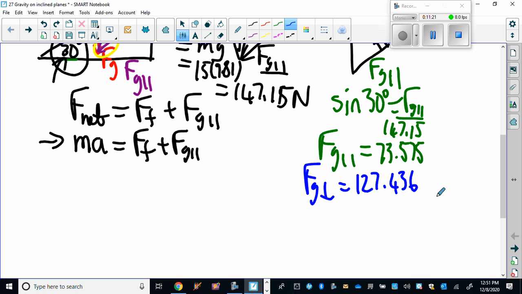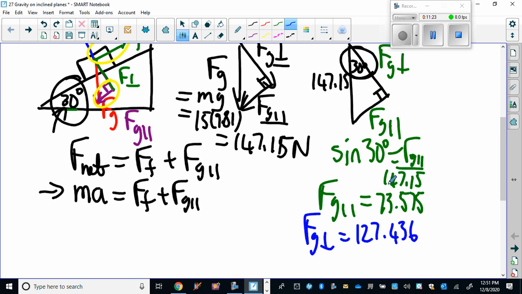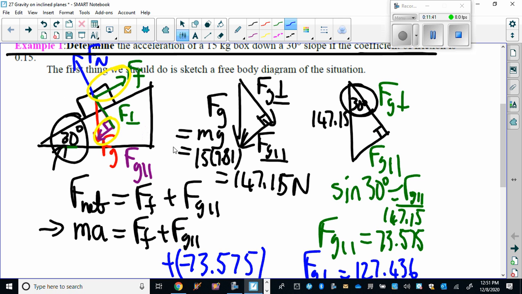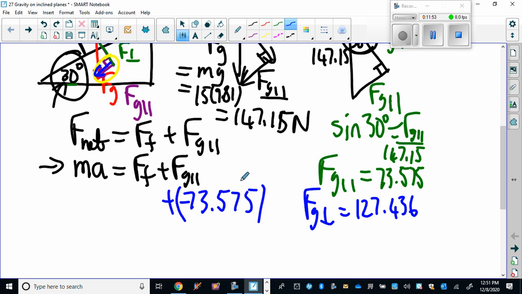Now, do we need Fg parallel and perpendicular? Well, we definitely need the parallel because the parallel is going to go right in here. We can stick that in right now: the Fg parallel, 73.575. Now I'm going to put a negative there. Why am I putting a negative? Because that's the force of gravity pushing it down the slope. I'm making it negative because I know the force of friction is pushing it up the slope, so we'll make that one positive. It doesn't make a difference. You can choose to make either one positive as long as the other one is the opposite sign.